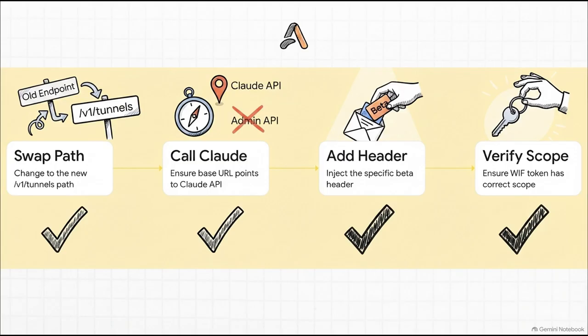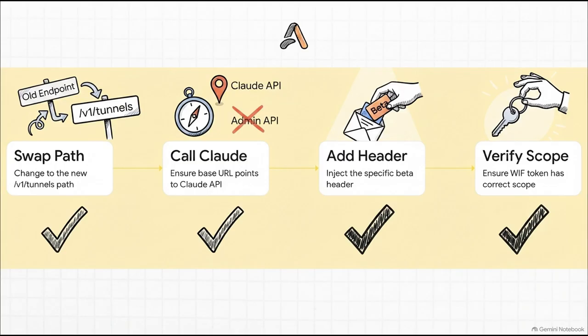Simple enough. Step 2, double-check that your base URL is actually calling the Claude API, not the admin API. That is such a common stumbling block. Step 3, you've got to inject a specific beta header into your request. And step 4, verify your token scope. If you check off those 4 boxes, you've completely covered the change based on Anthropic's docs.